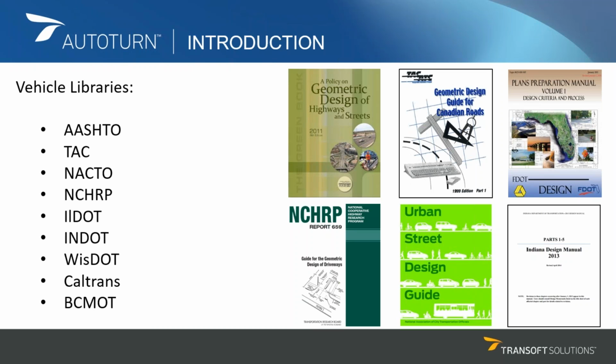Just to give you some examples, recent versions of the program incorporate the libraries you can see on the screen. In the case of North America, those include, of course, AASHTO, TAC, NACTO, NCHRP 659. We'll be using some of these vehicles today, low clearance vehicles, ILDOT, INDOT, WISDOT, oversized, overweight vehicles, also vehicle libraries for Caltrans, VCMOT and VCMOT over length in the case of Canada, most particularly British Columbia.